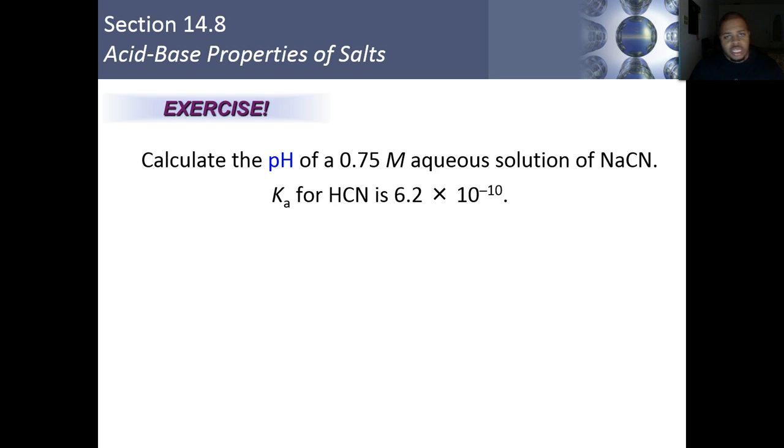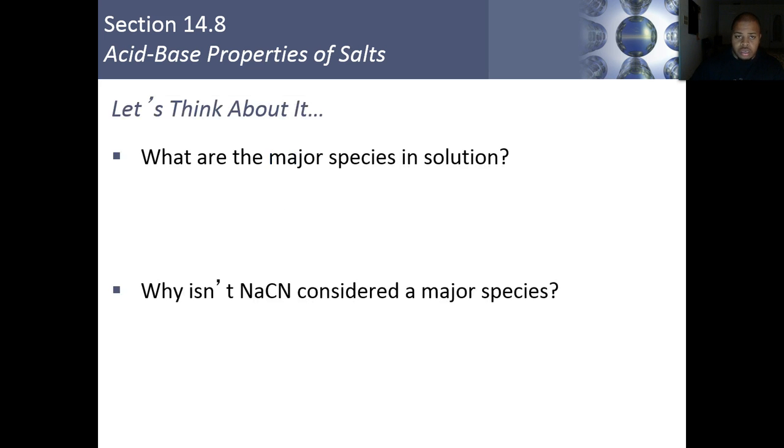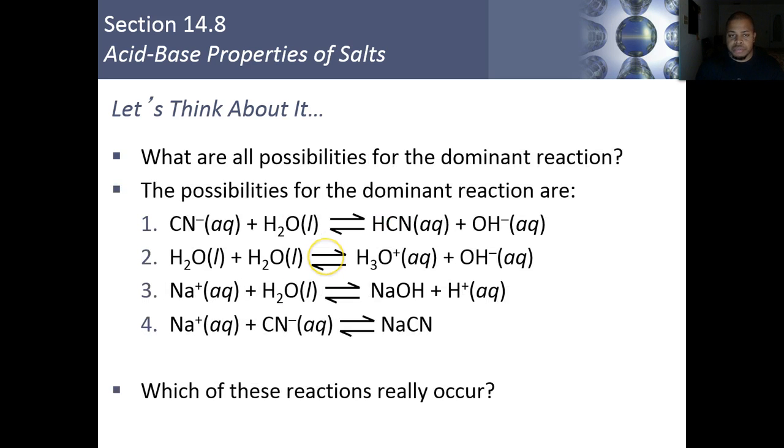We're going to calculate the pH of a 0.75 molar aqueous NaCN, or sodium cyanide, solution. It gives us a Ka value of 6.2 times 10 to the negative 10. So, let's get started. What's our major species? Like we talked about before, we have sodium, our cyanide ion, and water. Now, this one isn't going to be a major species again. It doesn't form anything in solution.